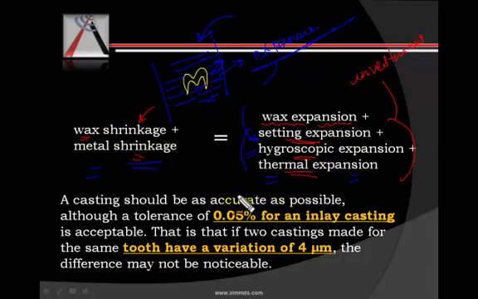So there is a limit set, a tolerance limit set. A casting should be as accurate as possible. That's what we want. Although a tolerance of 0.05% for an inlay casting is acceptable. Thus, if we have a variation of 4 micrometers, this difference is tolerable and will not be noticeable.